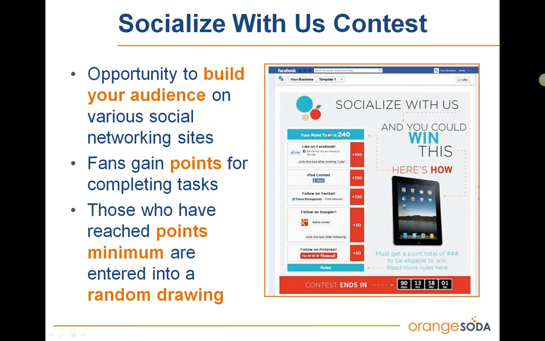And then you can see that each task is broken down into specific point values. So if they liked you on Facebook, they'd gain 100 points. If they followed you on Google+, they'd gain 50 points. And in the terms and conditions, you can say they must have a point value above, you know, 200 points or whatever you want it to be, in order to be eligible to win contests.